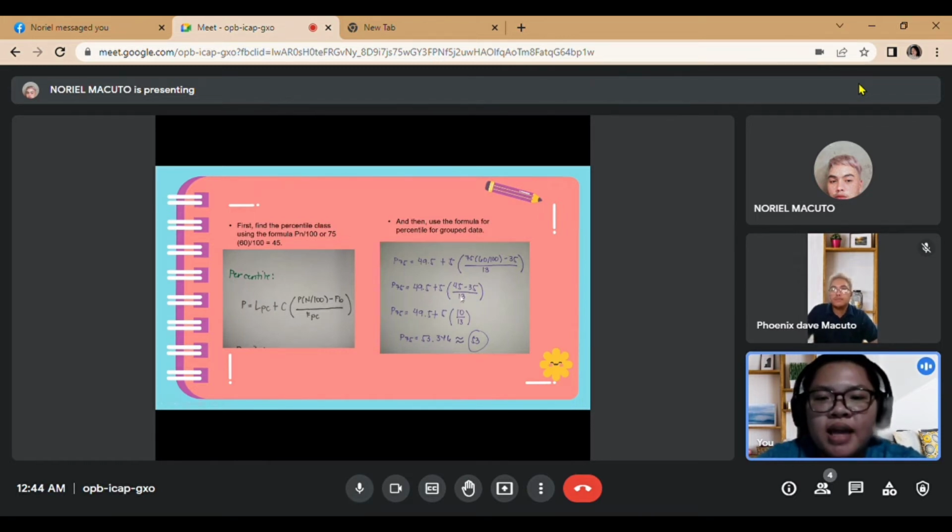And then next, 49.5 plus 5 times 10 over 13. 10 over 13 is equal to 0.769 etc., times 5 plus 49.5 is equal to 53.346. And then to round off, the result is 53.